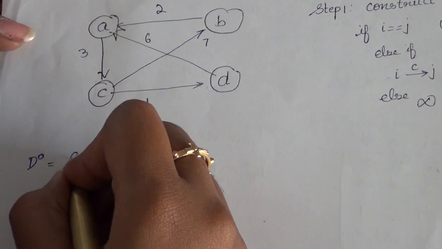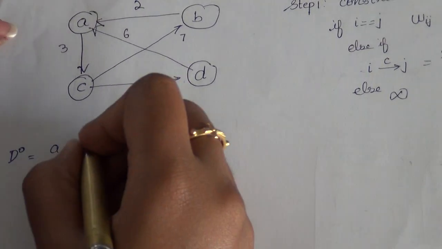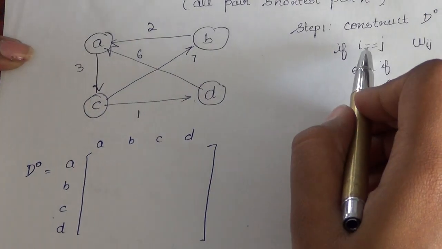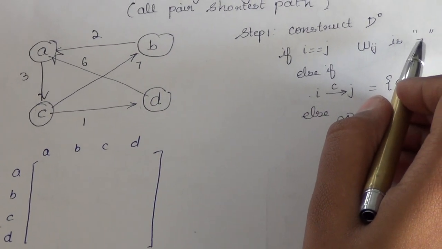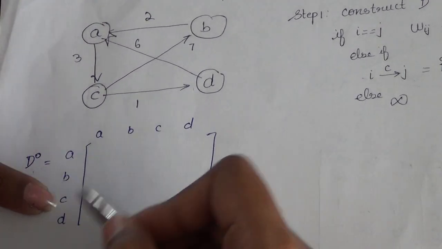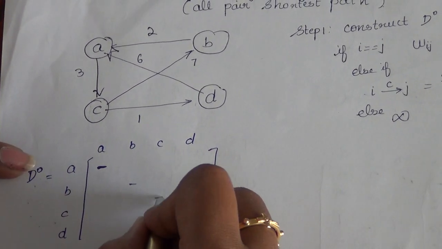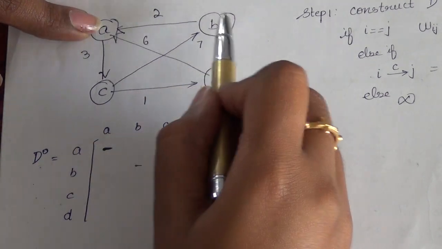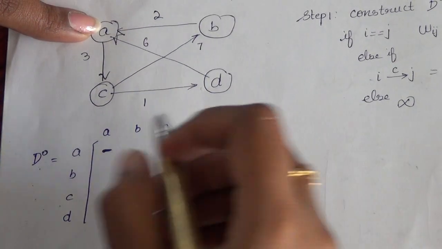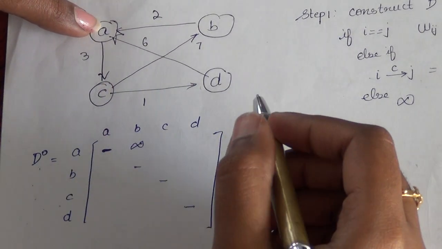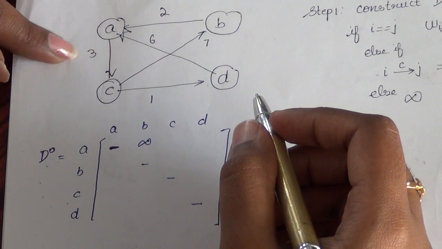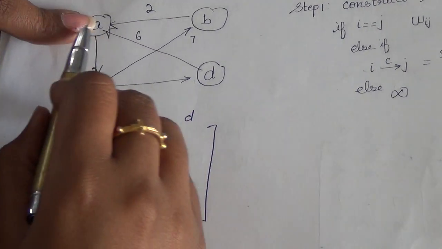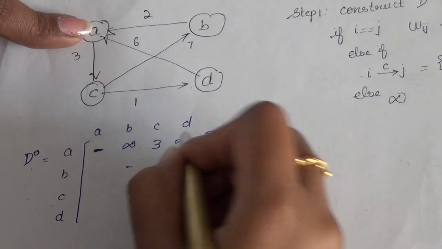Since it has 4 nodes, it will be a 4x4 matrix. And as I told you, if I is equal to J, I can just represent it with a hyphen symbol. So AA, BB, CC, DD will all be represented with a hyphen symbol. Now going with A to B. For A to B, there is no direction, so I'll represent it with infinity. For A to C, there is an arrow mark with the cost value represented on top of it, which is 3. So I'm writing the weighted value as 3. For A to D, there is no direction, so I'm representing it as infinity.